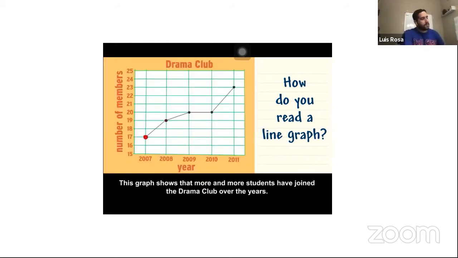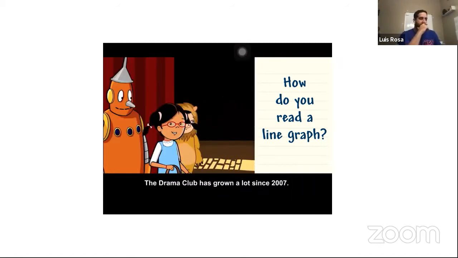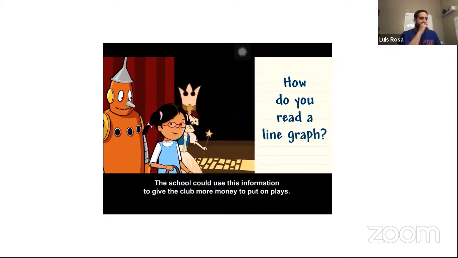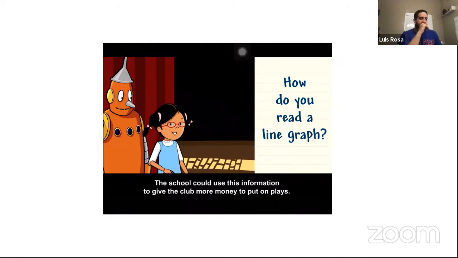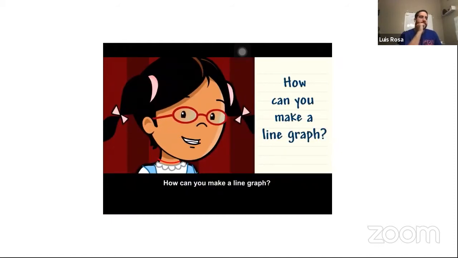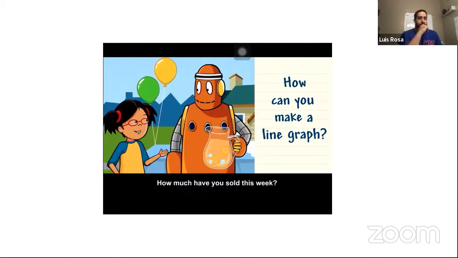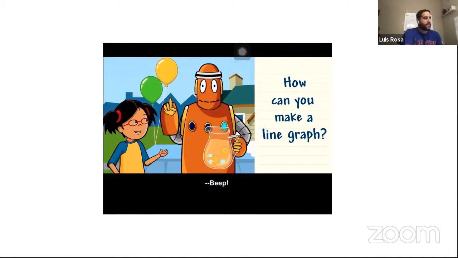This graph shows that more and more students have joined the drama club over the years. The drama club has grown a lot since 2007. The school could use this information to give the club more money to put on plays. How can you make a line graph? Cool. You're selling lemonade to raise money for the soccer team? How much have you sold this week?